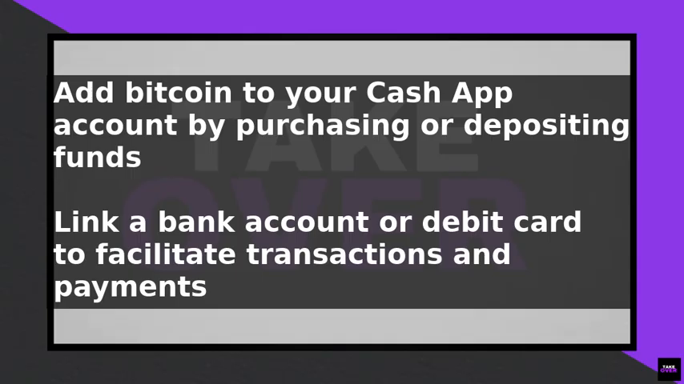After setting up your Cash App account, you will need to add Bitcoin to your account. This can be done by purchasing Bitcoin directly through the app using your linked bank account or debit card. Alternatively, you can deposit Bitcoin from an external wallet into your Cash App account.